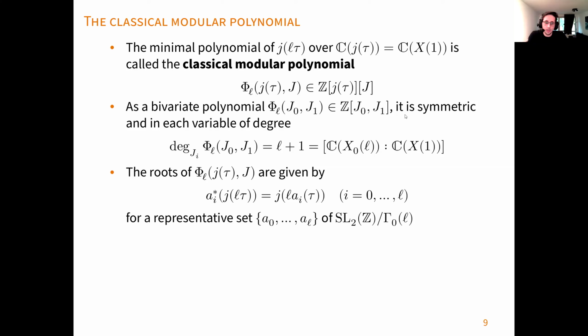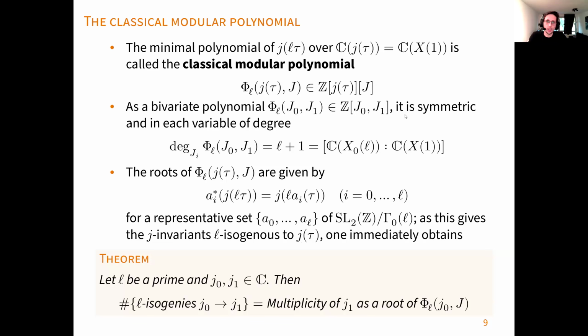Now again, in terms of isogenies, this representative set represents, or like these actions, these j-invariants that we get by acting on j L tau with these AI, these represent the j-invariants L-isogenous to our j tau. Kind of just by definition of this classification, if you look back at this action by gamma 0n. And from this, we immediately obtain the statement that we saw earlier for the complex numbers at least.